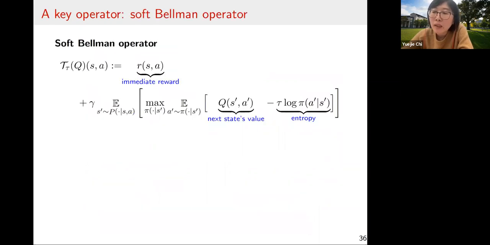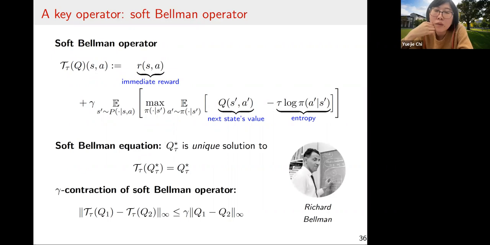From the theoretical analysis perspective, one of the interesting ingredients in our analysis of this kind of entropy regularized problem is that we identify a key operator called the soft Bellman operator, which can be thought of as a smoothed version of the original Bellman operator when we add in entropy regularization. The nice thing about the soft Bellman operator is that it inherits some of the nice properties of the original Bellman operator: the soft optimal Q function turns out to be the unique fixed point, and it also inherits the gamma contraction property.